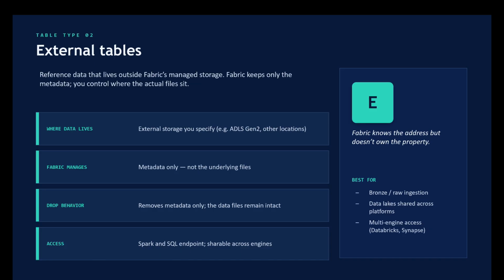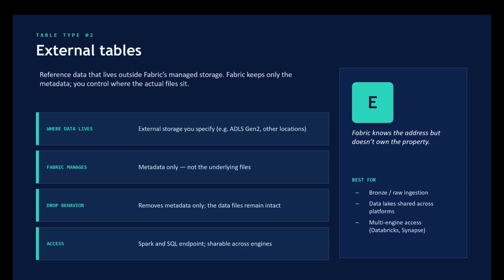So looking at this, where does a table live? External storage, you specify, and as I say, it could be ADLS Gen 2 or other locations. External tables operate on the format of metadata only, so that is the structure, the schema of the table only, but Fabric is not responsible for the underlying Parquet files. If you ever drop an external table, again, the table will be dropped, but the data or the associated files which feed the table do not get dropped. They will remain intact, and you can access external tables through Spark and the SQL endpoint and across shareable engines.